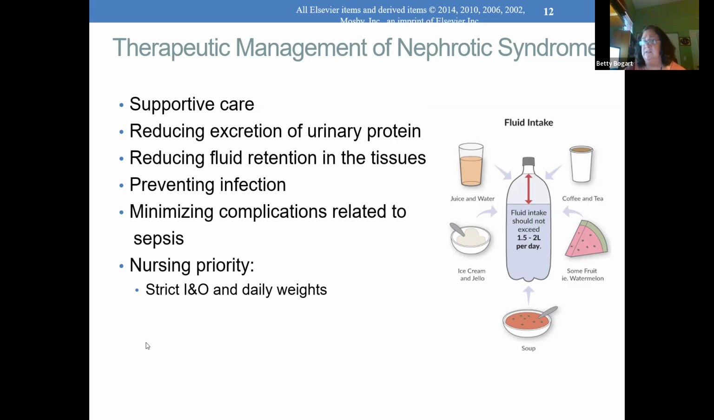As nurses, if they're in the hospital because they're in a nephrotic syndrome where they've really lost fluid and they're very swollen, our priority: intake, output, daily weights. We need to be monitoring fluid balances so carefully on them.